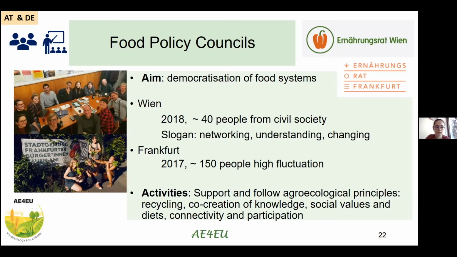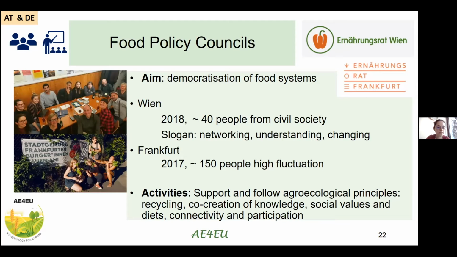I interviewed the food councils of Vienna and of Frankfurt, and both have different working groups on production of sustainable food, on reducing food waste, on urban agriculture, alternative market chains, public food procurement, and also nutritional awareness raising and education. The amount of people involved in both projects fluctuates a lot.